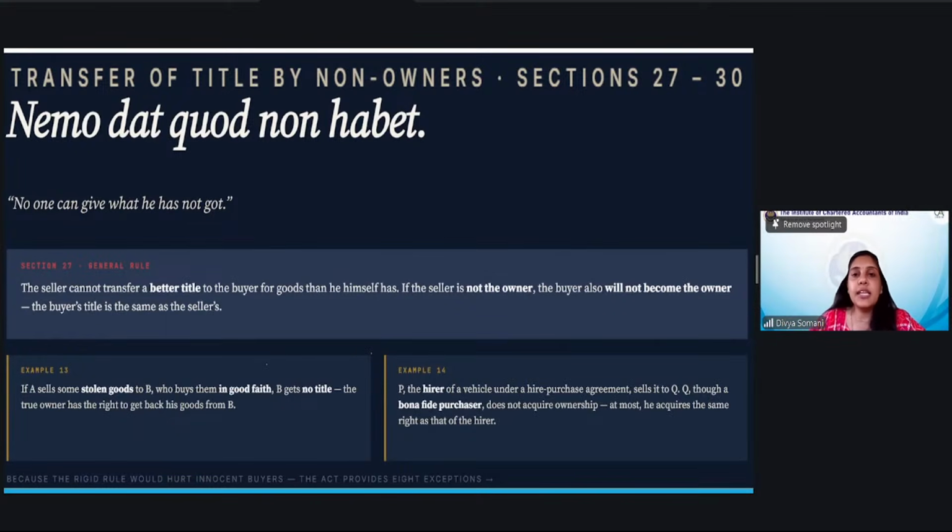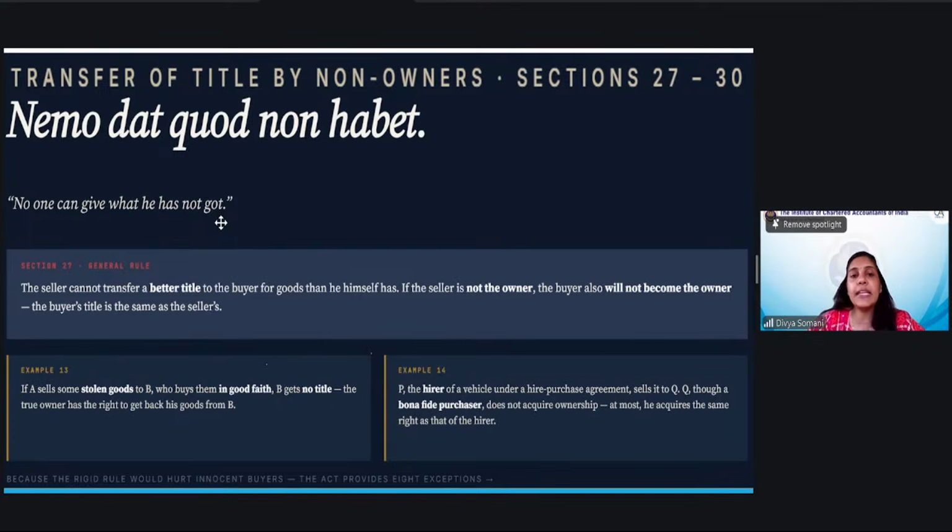The other way in which the examiner can ask is that they will give you a case study. You will see that a person who is not the owner is still selling the goods. So whether the ownership will pass to the other person or not. In that case, again, you have to quote this Latin maxim. You have to quote section 27 and the various exceptions, whichever is being discussed in that particular case study. Accordingly, we are also trying to understand this topic. Let us study the theory part first, and then one by one, we will take some examples to understand it further in detail. It simply means no one can give what he has not got.